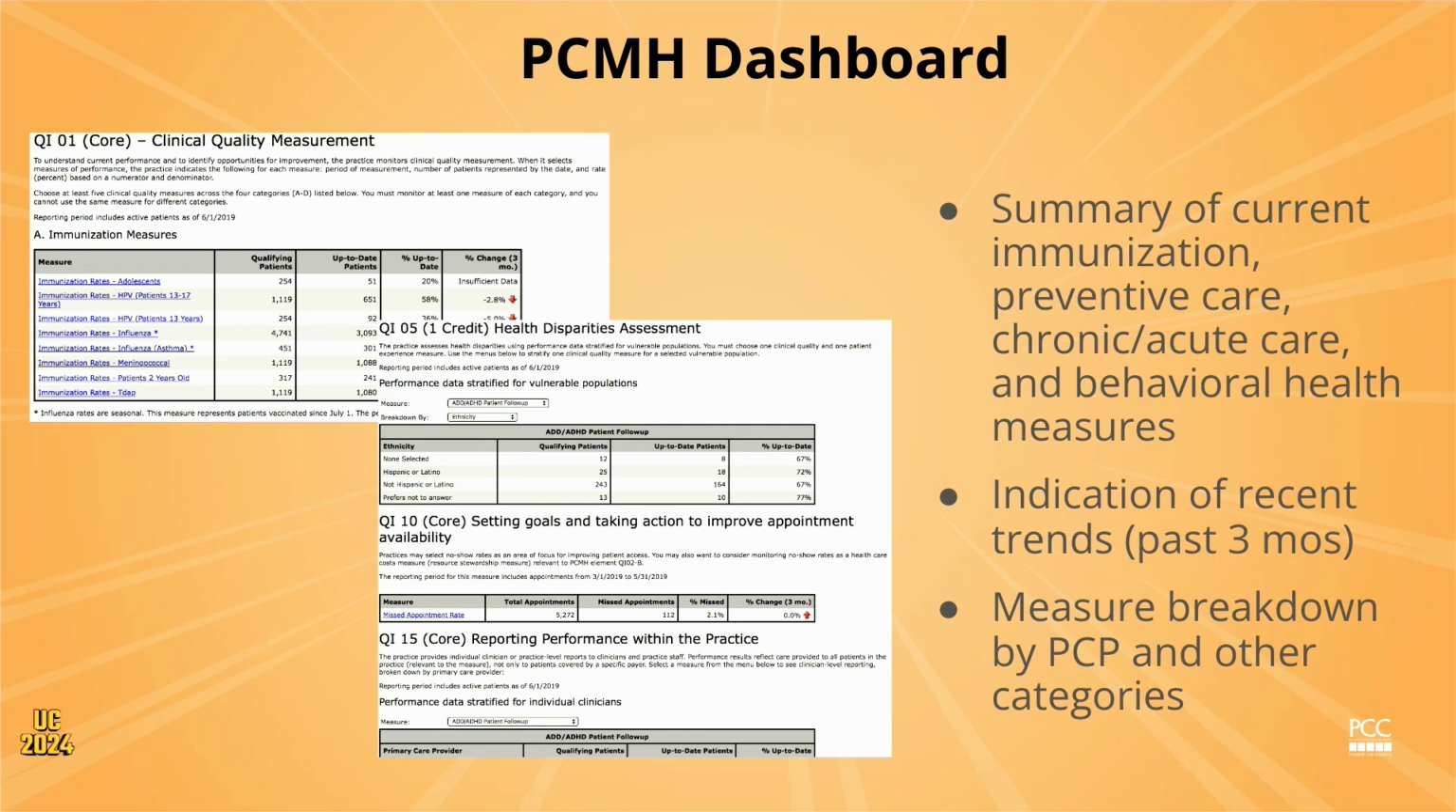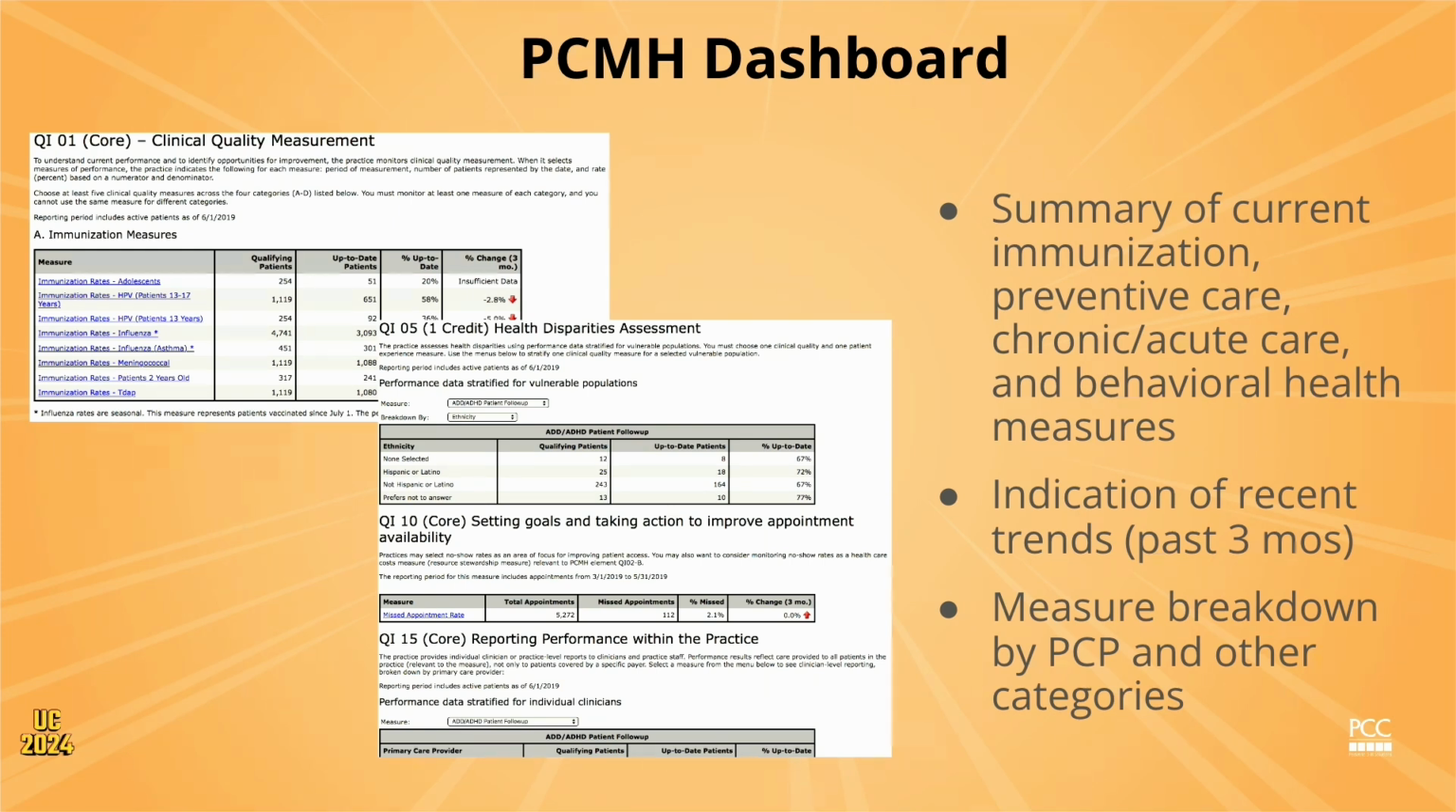We have a section that summarizes your immunization measures, your preventative care measures, chronic care measures, and behavioral health measures. So it was designed specifically for practices that need to do PCMH reporting. In the dashboard, this is its own tab, and there is an indication.